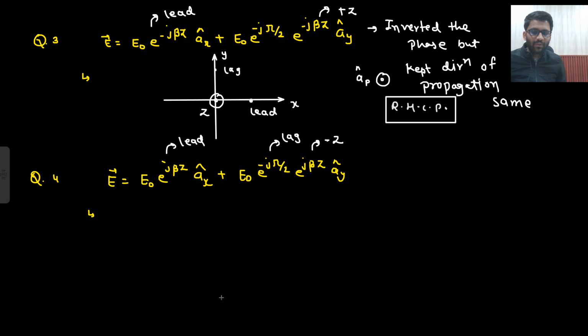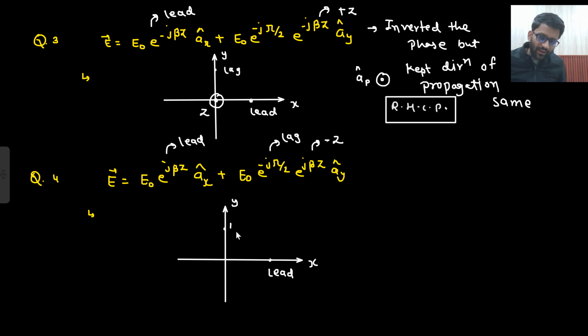So what will be the answer we are getting? Let's check that out. Who is at lead now? X is at lead. This guy is at lead, this guy is at lag. Where will be my Z? Z will be coming towards me, but the direction of propagation is in minus Z. That means the direction of propagation is going inside the plane. Moving my hand from lead to lag such that the thumb is pointing towards the direction of propagation, that means left hand circularly polarized.